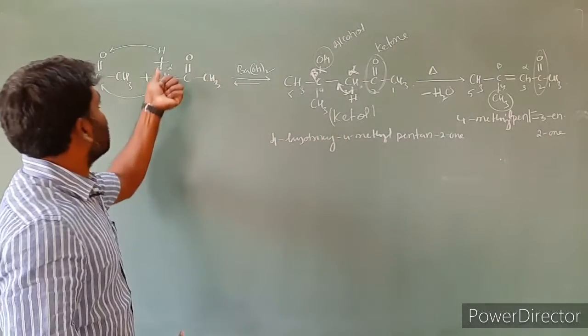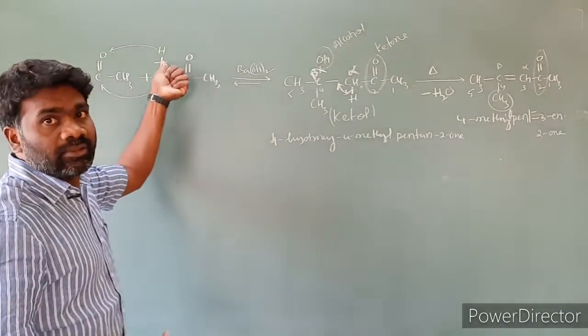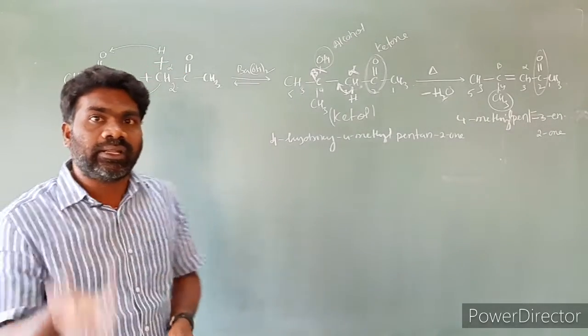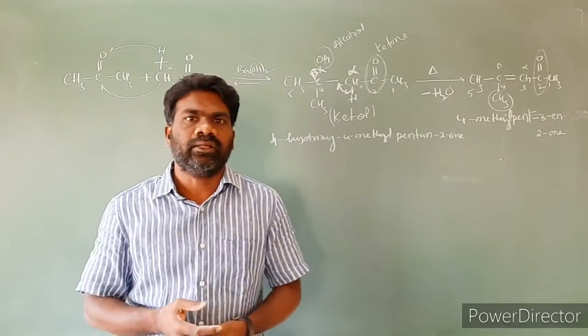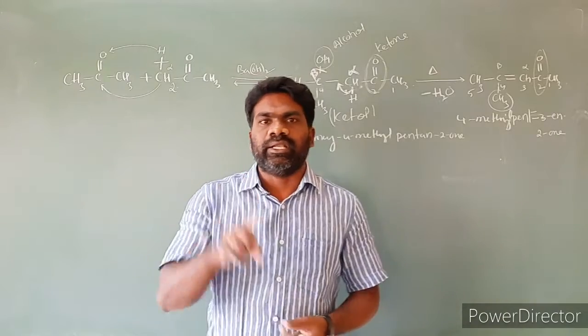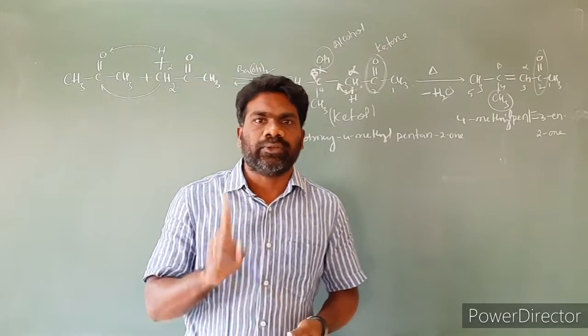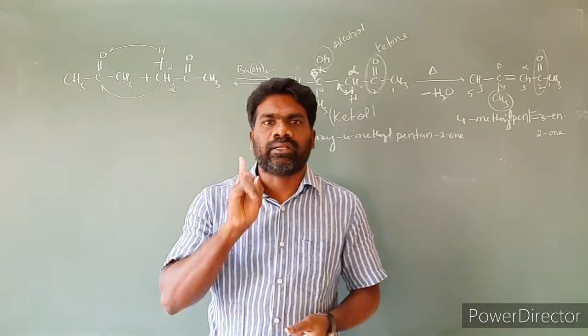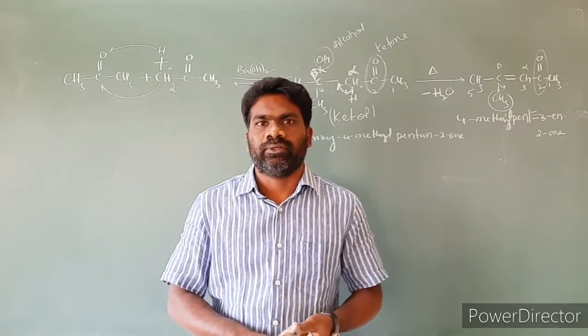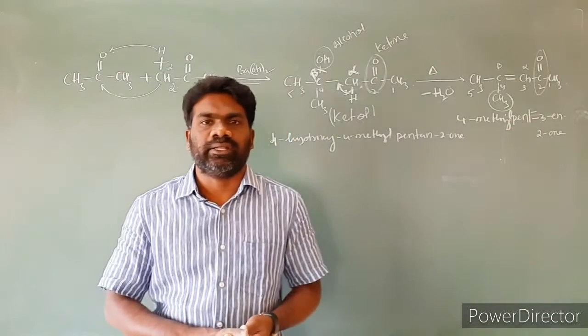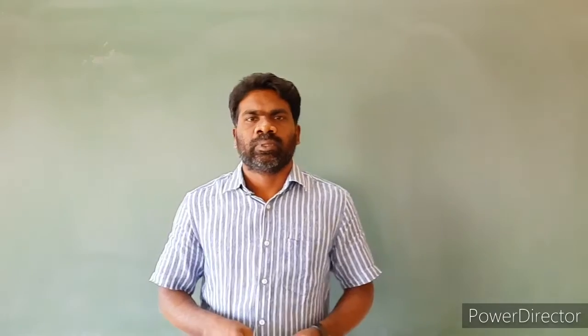I already said that compounds which contain alpha hydrogen, aldehydes or ketones, anything you can take, will give the aldol product. The condition is that the aldehyde or ketone must contain at least one alpha hydrogen. So this is an aldol condensation reaction. Next, another example.